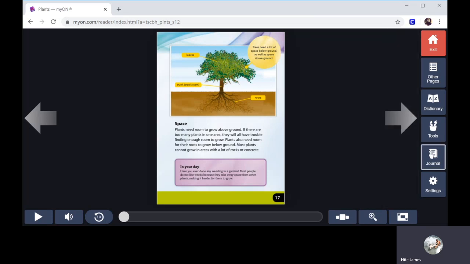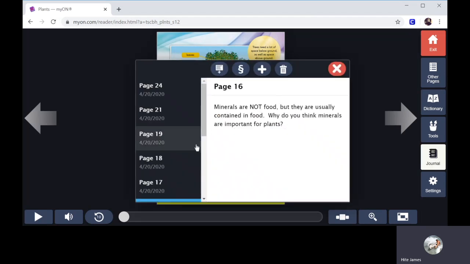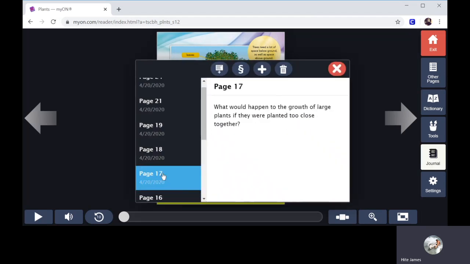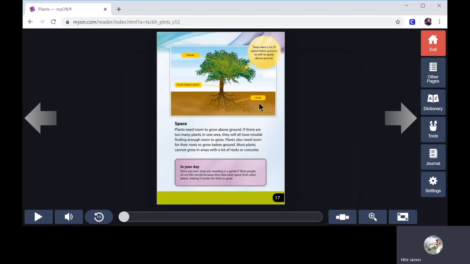And we have a question for page 17. What would happen to the growth of large plants if they're planted too close together? So if they're planted too close together, what would happen? What do you think would happen to the growth? Kind of think of this picture we had on page 17. So if we had a bunch of different plants all growing next to each other, what do you think would happen?